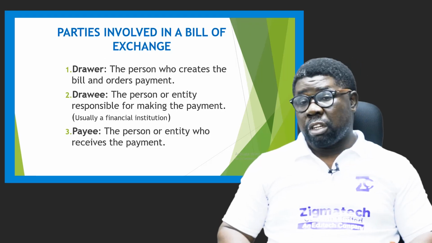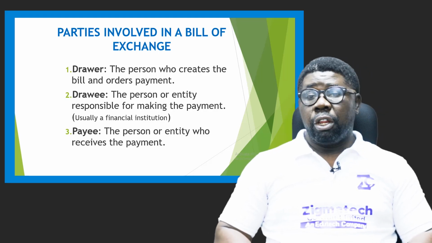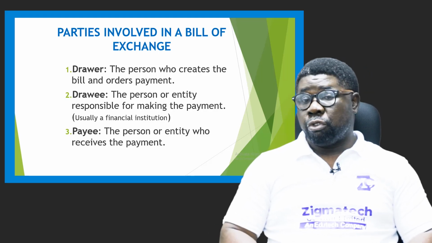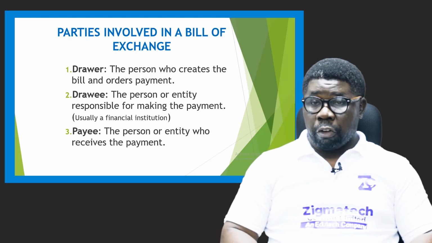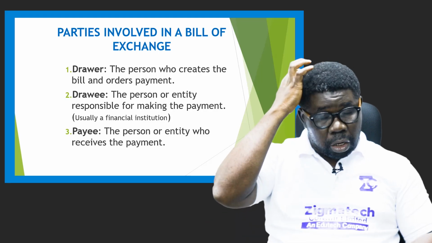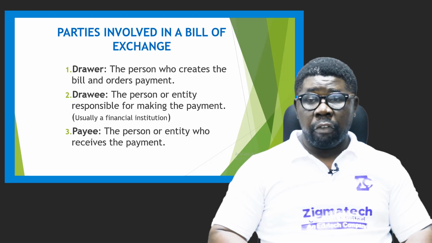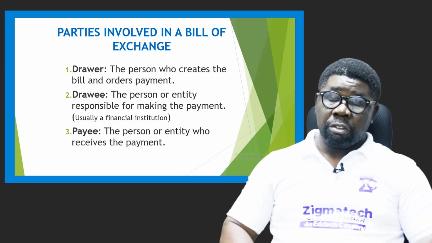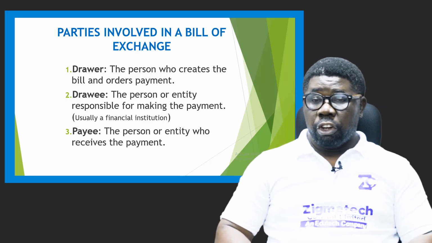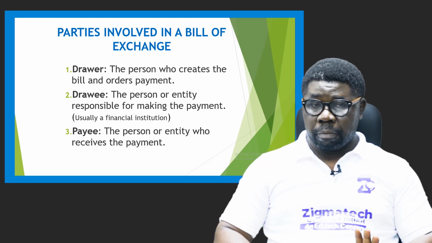So we already mentioned this earlier on, but we want to give it a final touch so that you understand it better. The bill of exchange is also the same thing as a check. But in this case, this is a larger transaction volume that involves bill of exchange, and more of it internationally. So now we have three parties to a bill of exchange, which is also known as a check. So we have the drawer. The drawer in this case is the person who creates the bill and orders payment.